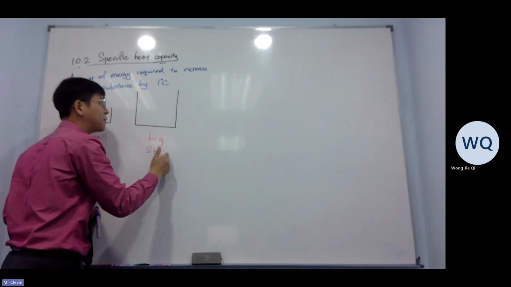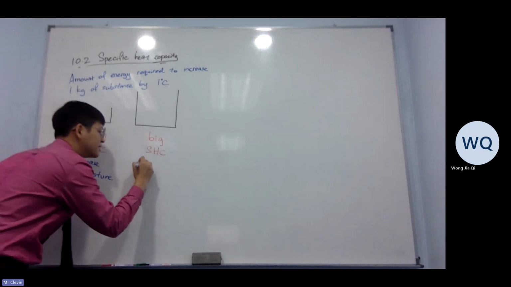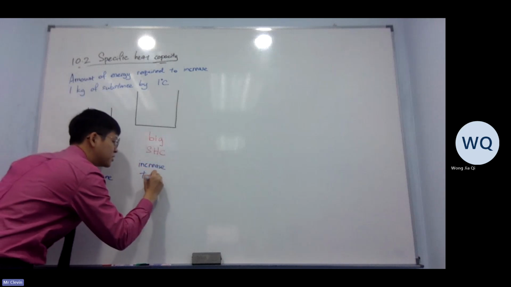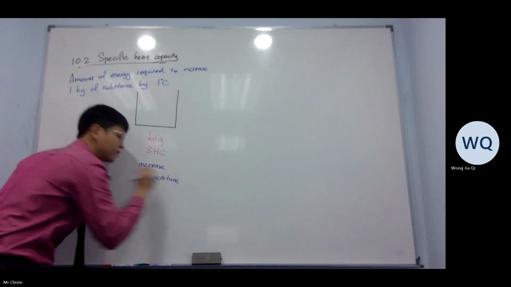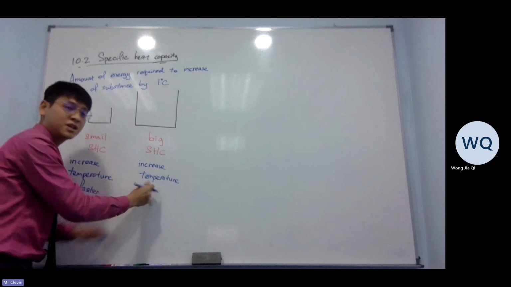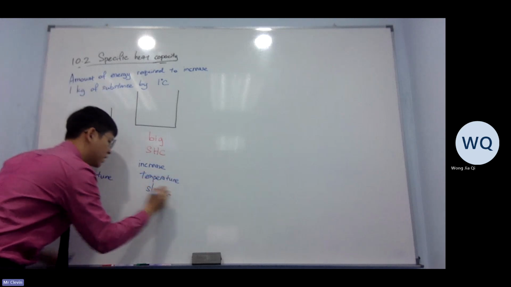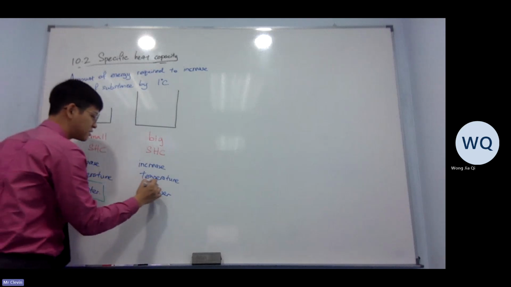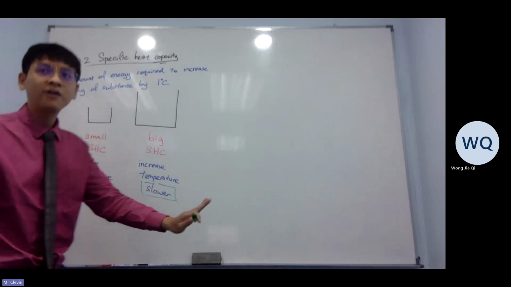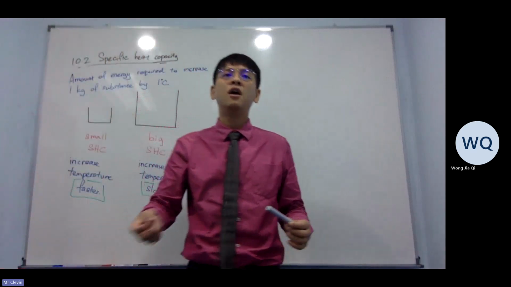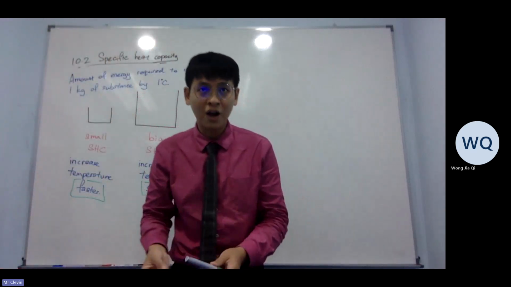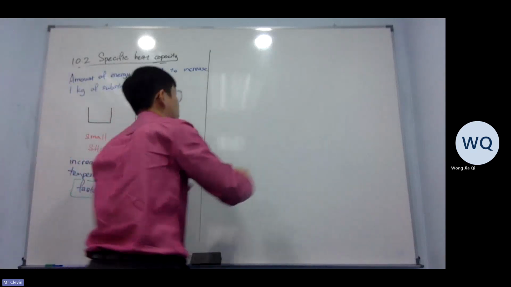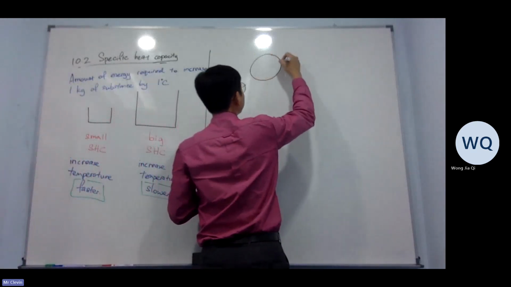When the specific heat capacity is bigger, the temperature increase will be slower. A lot of people always think that faster is always better. Not all the time. It depends on what you are looking into. Let me give you a real situation. Let's say this is a frying pan.